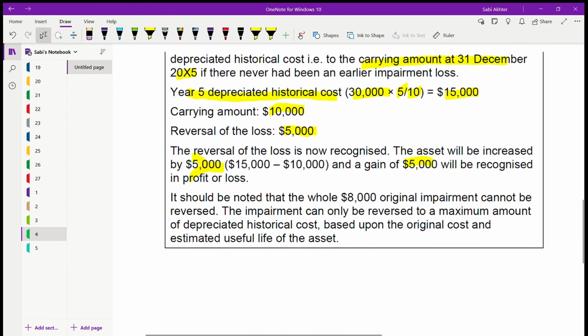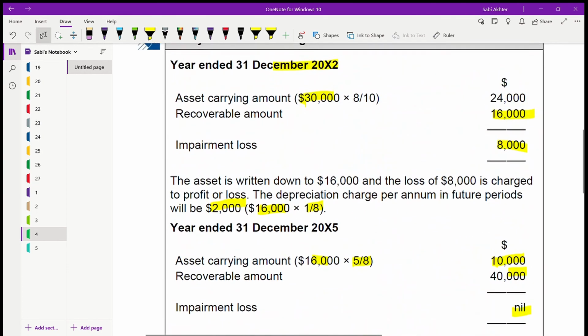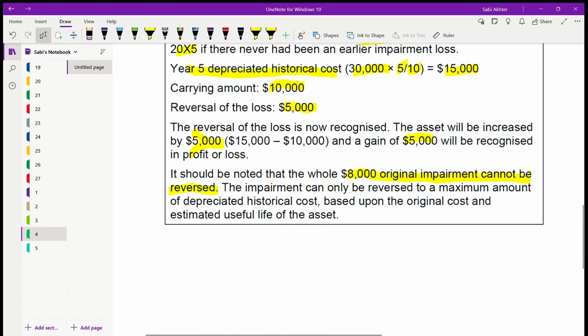It should be noted that the whole 8,000 original impairment cannot be reversed. You see, the whole 8,000 you cannot reverse. Original impairment was 8,000 when you go up and see here, but only 5,000 you reversed. The impairment can only be reversed to a maximum amount of a depreciated historical cost based upon the original cost and the estimated useful life of the asset. More than that you cannot.